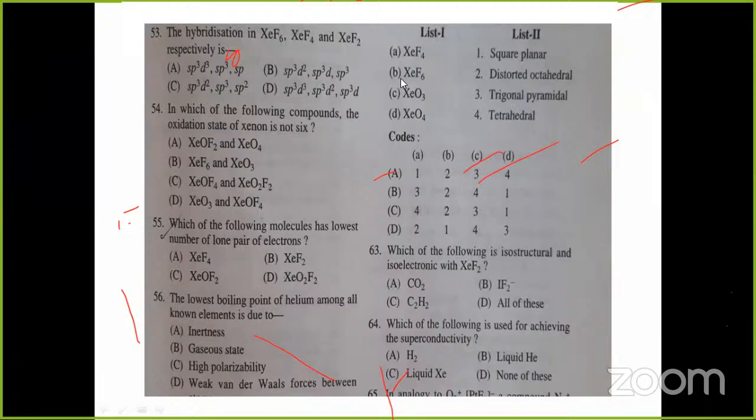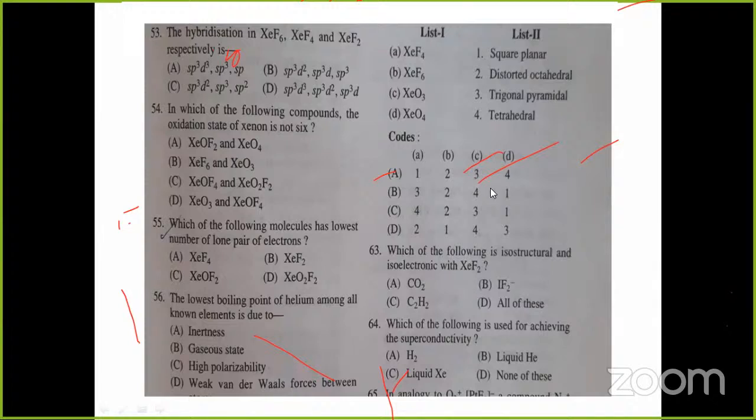Xenon F4, F6, O3, O4. Square planar, distorted octahedral, trigonal pyramidal, tetrahedral. Match the following questions like this. This is one of the model questions. Match the following. Xenon F4 geometry, F6 answer is distorted octahedral, B2. So the B is 2. All are 3, 2 are there. You go to another one. Xenon O3 pyramidal, Xenon O4 tetrahedral. So you have to select the right answer.